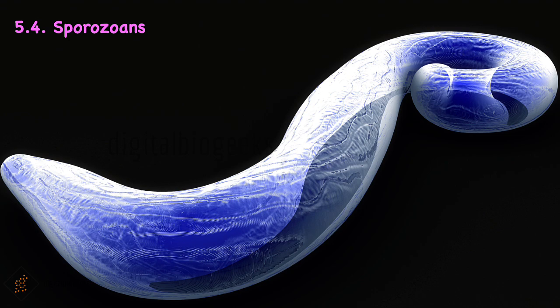Sporozoans are organisms that have a spore stage in their life cycle. Unlike the crawling movement of amoeba, sporozoans are characterized by a gliding movement where the shape of the cell won't change. Example, Plasmodium that causes malaria.